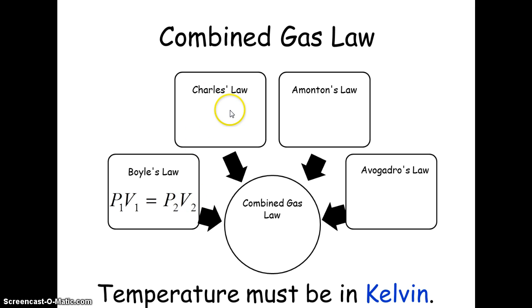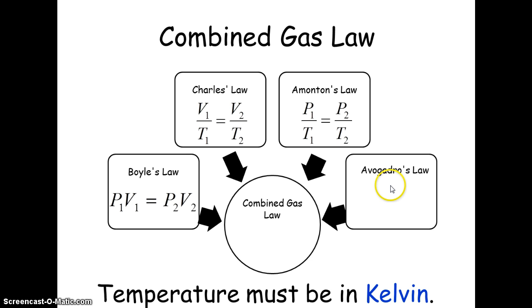We talked about Charles' law, which talks about volume and temperature. Volume 1 divided by temperature 1 is equal to volume 2 divided by temperature 2. Now, Amontons' law is pretty similar to Charles' law. What this says is that pressure divided by temperature is equal to pressure divided by temperature. So, similar to Charles' law, as temperature increases, the pressure also increases. As temperature decreases, pressure also decreases.